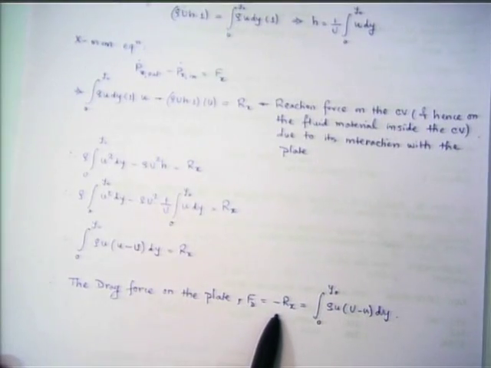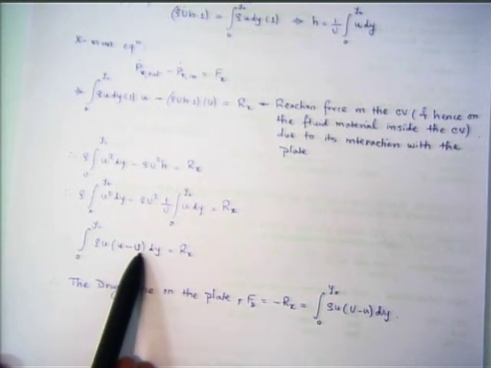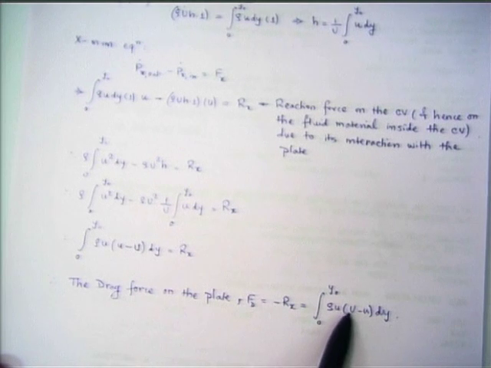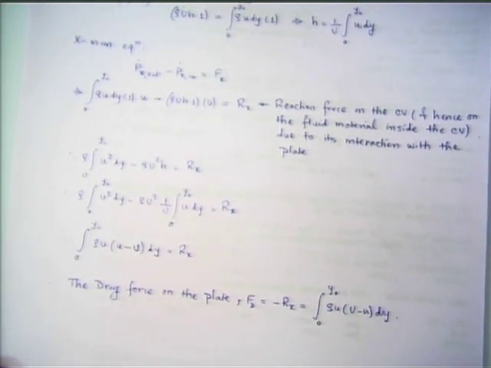Is that the force that we want though? What do we want? As the problem statement asked us, what is the drag force on the plate? So it's actually the reverse of this, or the minus of this, that we are looking for, and that's it. If you just make that minus of Rx substitution, you will see that this capital U minus small u will show up inside the integral, which was exactly what was asked in the problem statement.